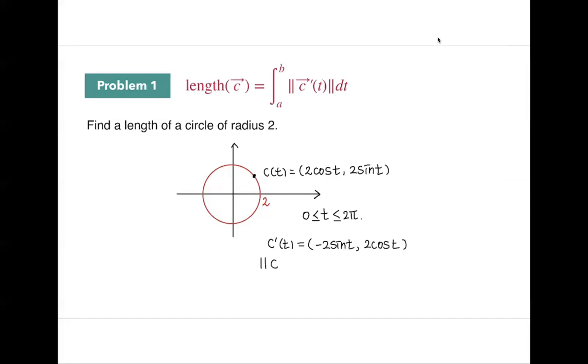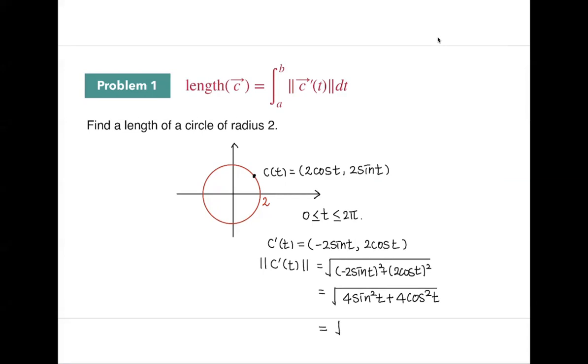So if we find the norm of C prime t, then it is the root of minus 2 sine t squared plus 2 cosine t squared. So it is given by 4 times sine squared t plus 4 times cosine squared t. And since sine squared plus cosine squared is equal to 1, it is just the square root of 4. So it is the same as just 2.